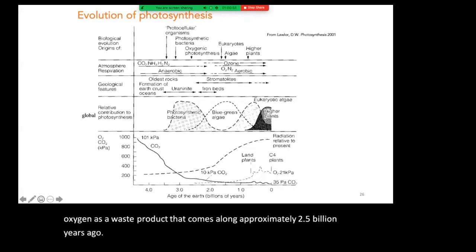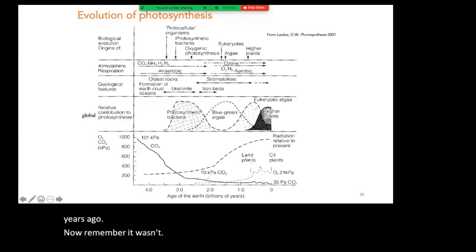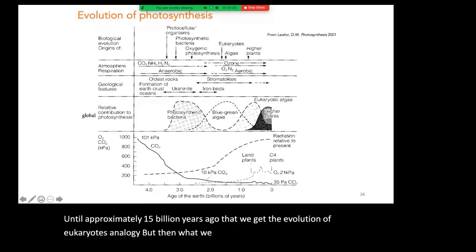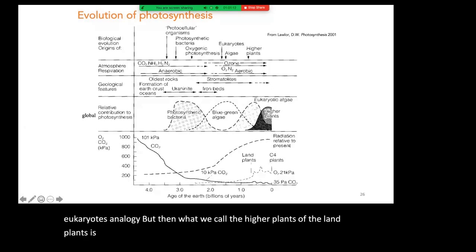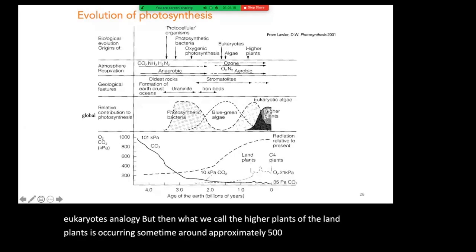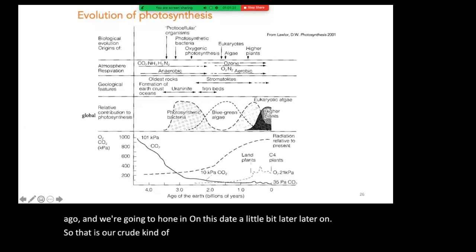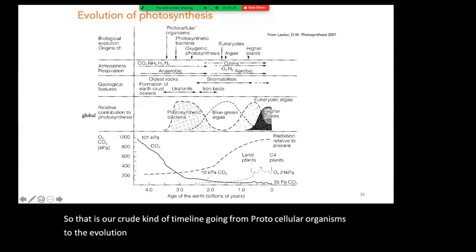Now, remember, it wasn't until approximately 1.5 billion years ago that we get the evolution of eukaryotes and algae. But then what we call the higher plants or the land plants occurs sometime around approximately 500 million years ago. And we're going to hone in on this date a little bit later on. Okay, so that is our crude timeline going from protocellular organisms to the evolution of oxygenic photosynthesis, then to the evolution of the land plants.